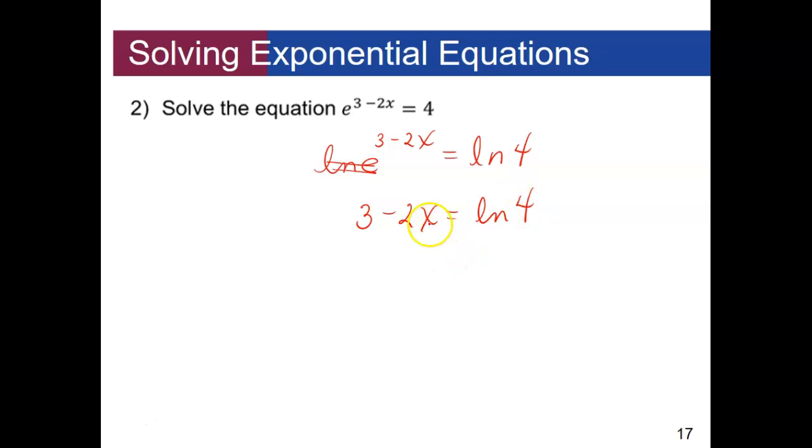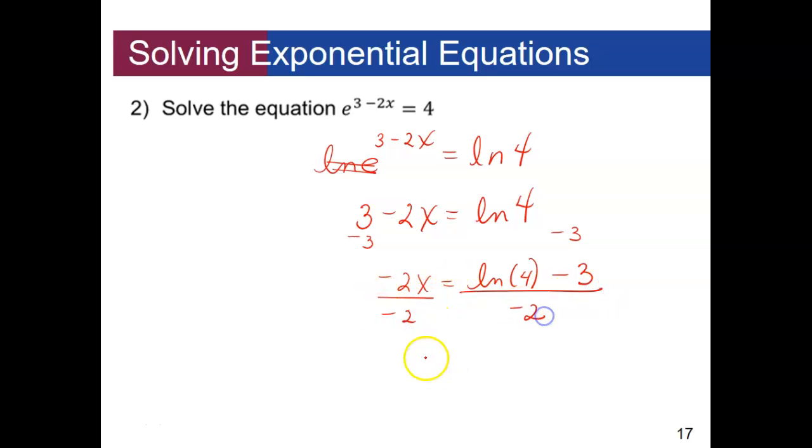And then it's just a matter of getting x by itself. So the first thing we're going to do is subtract 3. Be very careful that we do not combine the 4 and the 3 together. We have this and then subtract 3 from that. We'll divide by negative 2. So x is going to be the natural log of 4 minus 3 divided by negative 2. Or alternatively, with your signs, you would have negative ln of 4 plus 3 divided by 2.